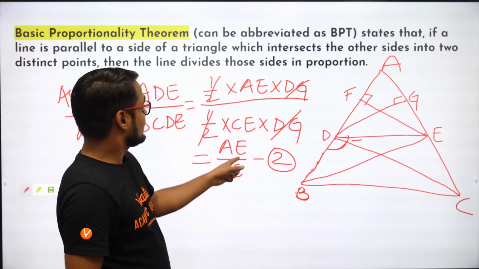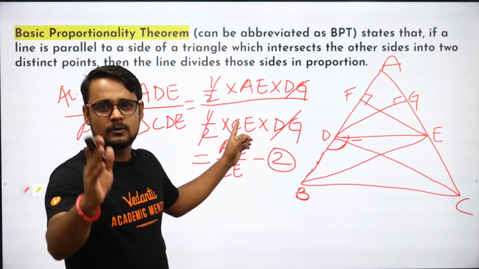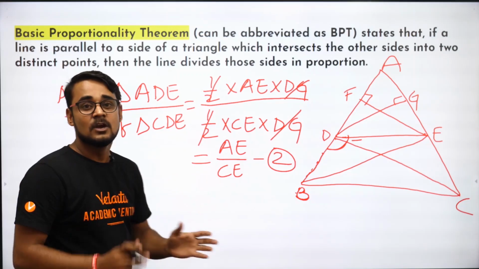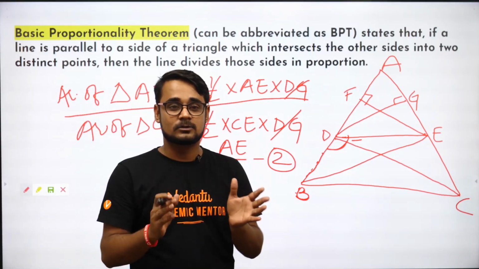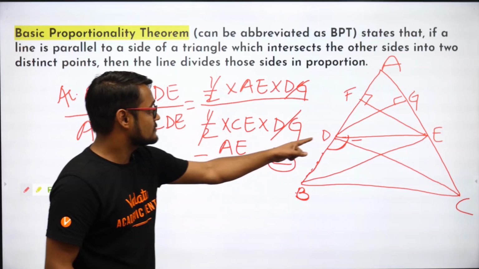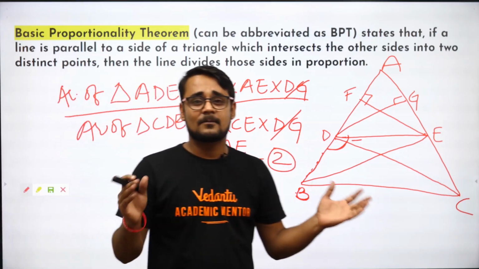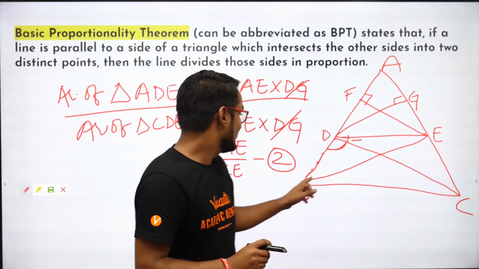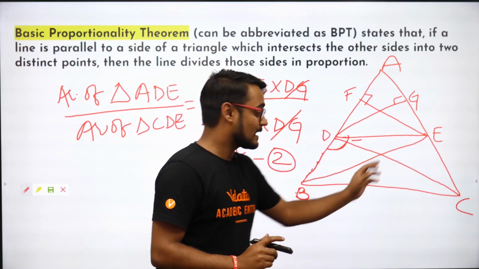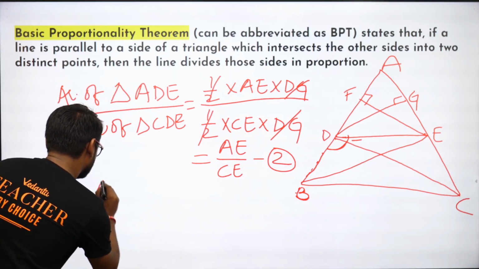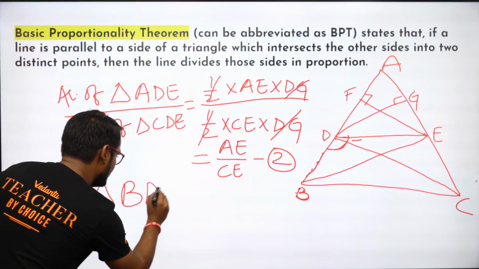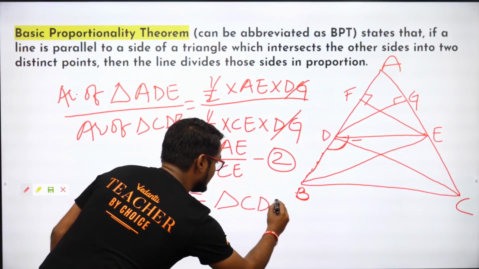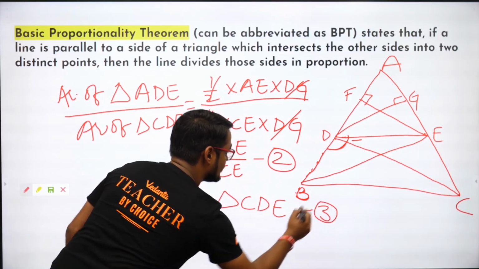Now, as you have got in equation 1, what we have got, I know you all remember, that is AD upon DB, and here we have got AE upon CE. So once we will consider these two things, and once we considered these two triangles have equal area, so what we have got from here, we have got area of triangle BDE is equal to area of triangle CDE, that I am going to write. Triangle BDE will be equal to triangle CDE. This I am writing as equation number 3.